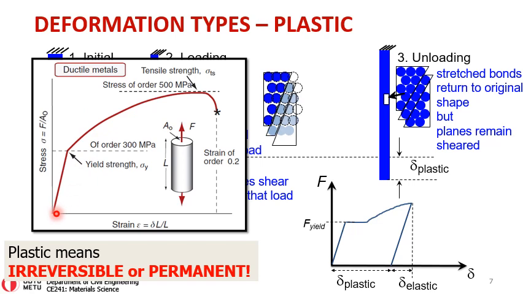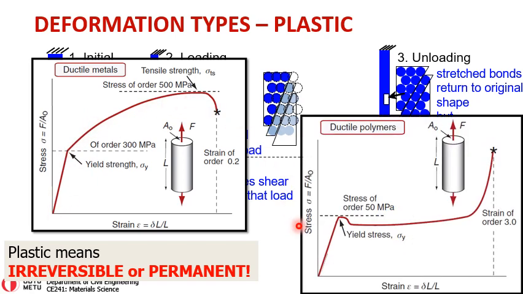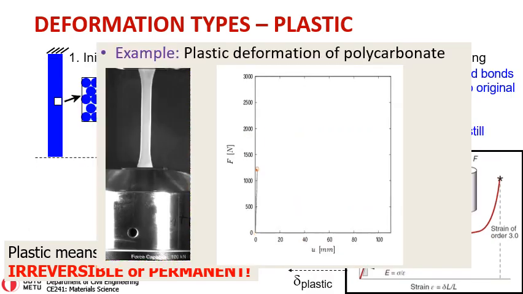As you can see, we have an elastic behavior and then a plastic behavior. Or we can observe them in ductile polymers, again an elastic behavior and a plastic type of behavior. Please note that the strains that we observe in ductile metals versus ductile polymers are quite different. The ductile polymers will deform a lot, basically.